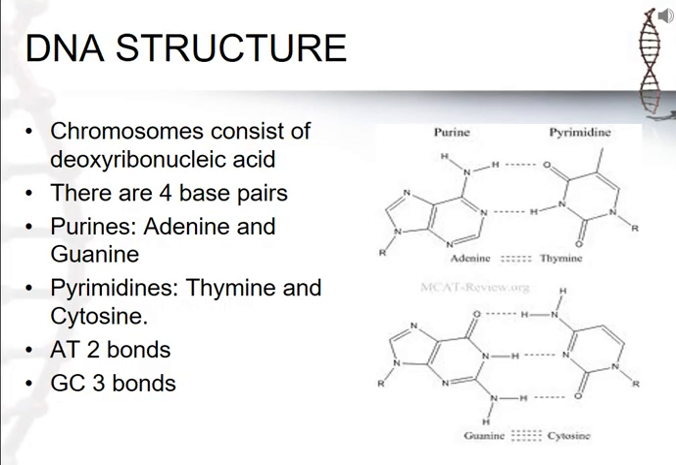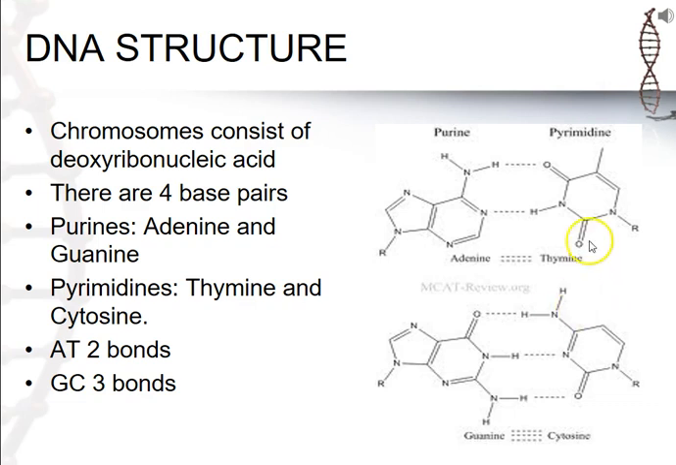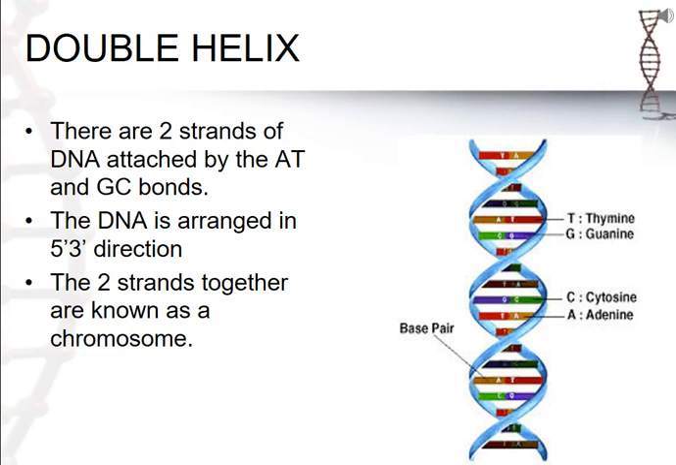DNA structure, again, we have our 4 bases: adenine, thymine, guanine, and cytosine. The purines are adenine and guanine, and the pyrimidines are cytosine and thymine. The AT have double bonds, and GC have triple bonds. Gene-rich areas have a lot more GC regions to them.